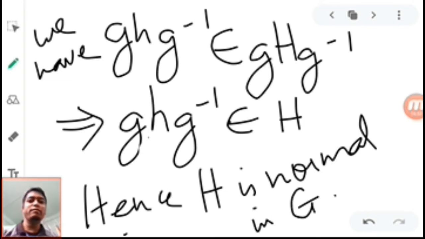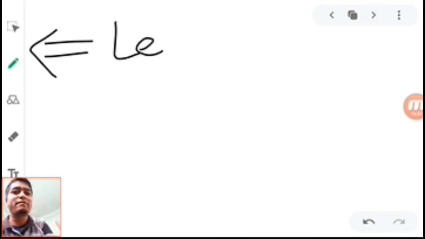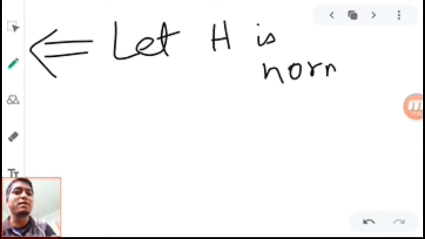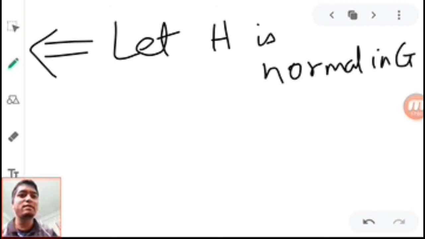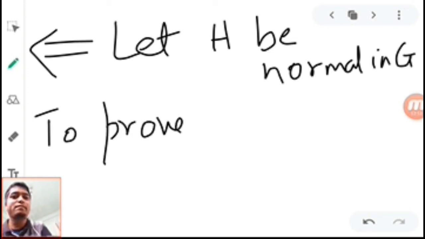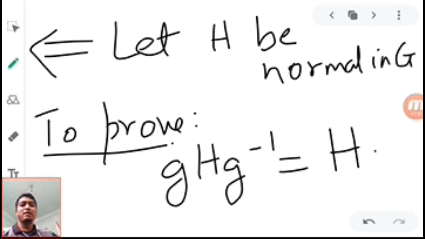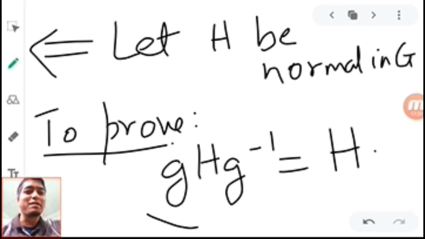Next, we will prove the converse. Proving the converse, we will have to assume that H is normal in G. Maybe let H be normal in G. We have to prove G H G inverse equal to H. So how will we prove this one?